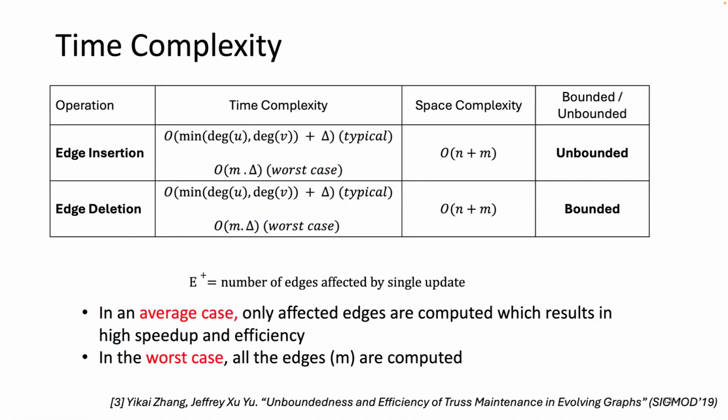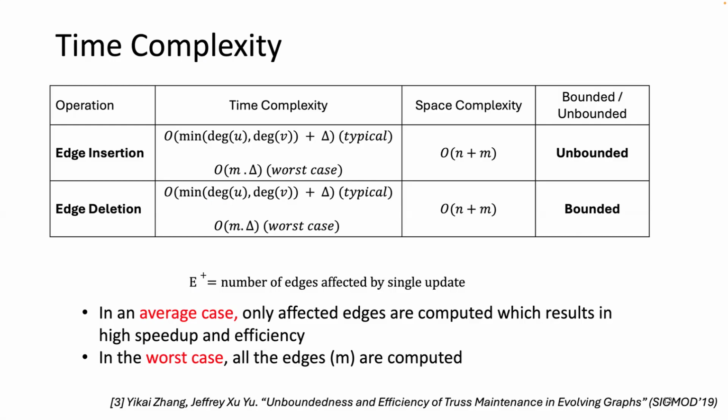Then we want to talk about the time complexity. The time complexity for edge insertion is the minimum degree of U and V, right? And that's for the average case. For the worst case, it is going to recompute the entire graph. So we don't want to have that worst case. We want to work with the average case or the typical case.